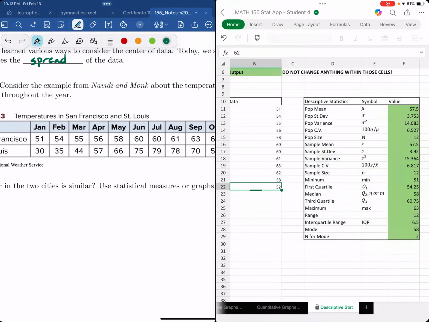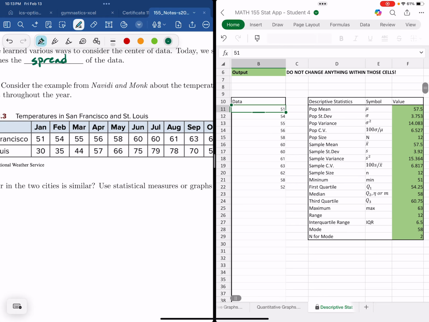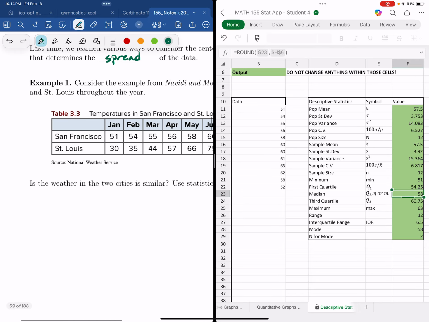So, for example, if we look at measures of center, I entered the San Francisco weather into the Excel app that's available in my classes. Note that the population mean is 57.5 degrees, the same as the sample mean, and the median is 58. So pretty standard stuff. Mean's roughly the same as the median. Let's write this down. X bar San Francisco is 57.5 degrees Fahrenheit, if you care. The median for San Francisco is 58 degrees.